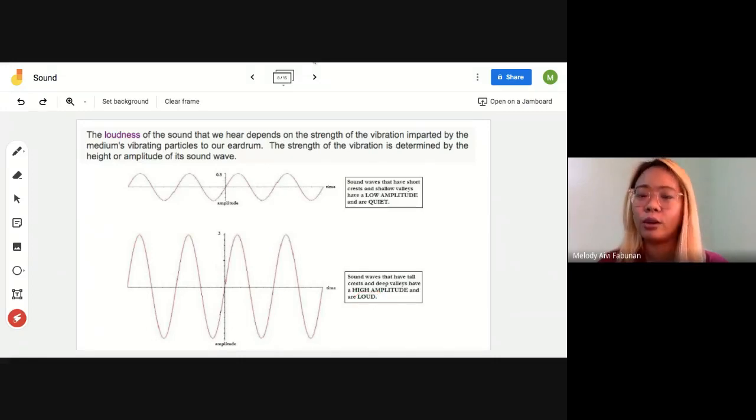So when you are using your phones and when you are listening to music or when you are watching and you are increasing the volume of what you are watching or what you are listening to, what you are doing is you are actually increasing the amplitude of the sound. So itinataas mo yung crest niya para from the equilibrium going to the crest, magiging mataas yung kanyang amplitude and it will make the sound louder.